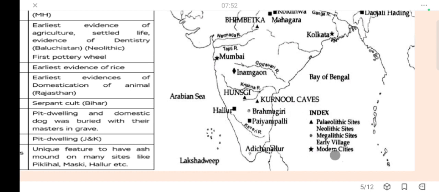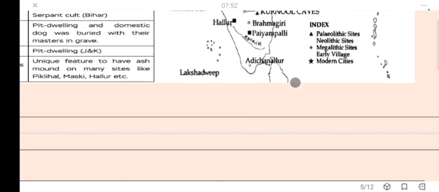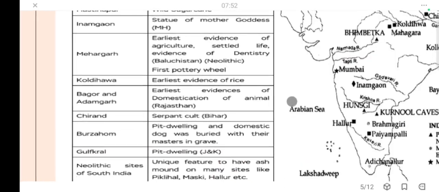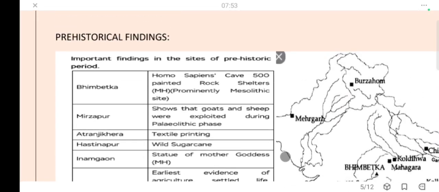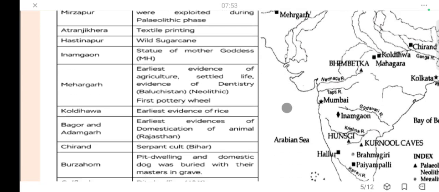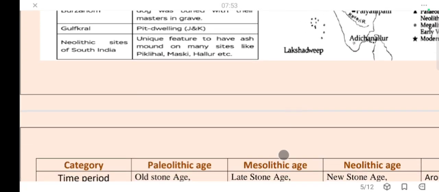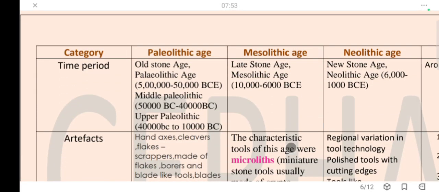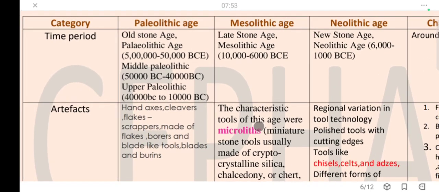There is an index over there. Just go through this map once and you'll get an idea. It's better if you write this part and everything. If you write this, it is very important. Write it. And next, we'll discuss a very important thing.